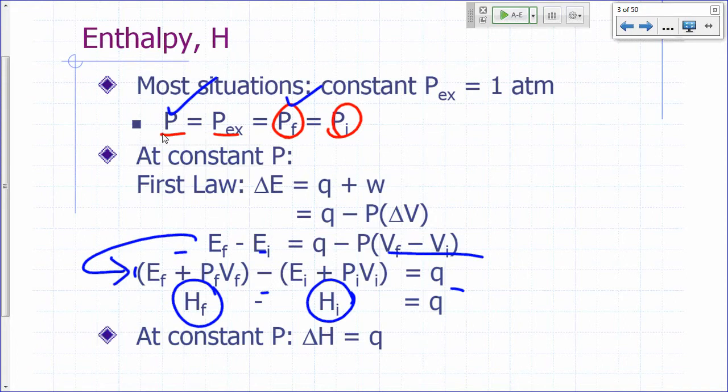But basically what we're saying here is we have found a state function that we can readily measure in the lab by simply measuring Q. We already know how to measure Q in the lab, right? We know how to measure heat.